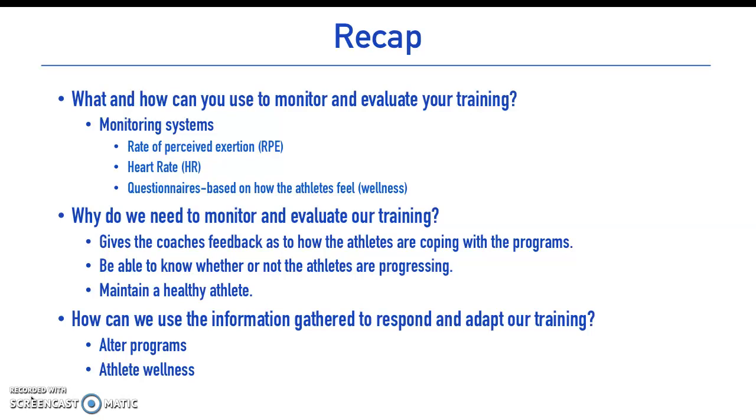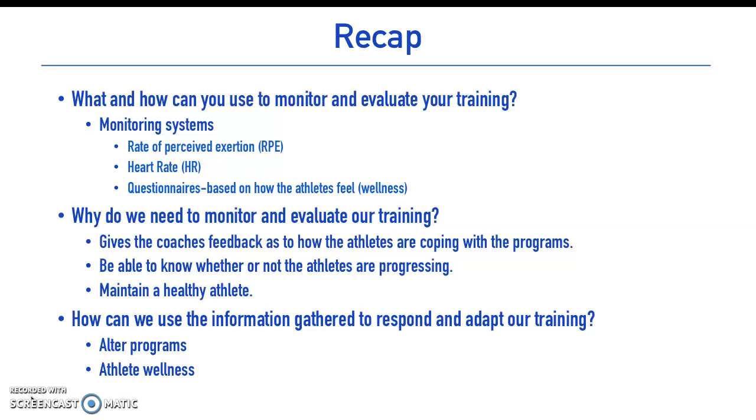What we looked at last week was what and how you can use to monitor and evaluate your training. So just a quick one, we spoke about your monitoring systems. We spoke about our questionnaires, spoke about the heart rate, and we spoke about your RPE, which is your rate of perceived exertion. Remember, our RPE is when, on a scale of 1 to 10, you rate the difficulty of the session.